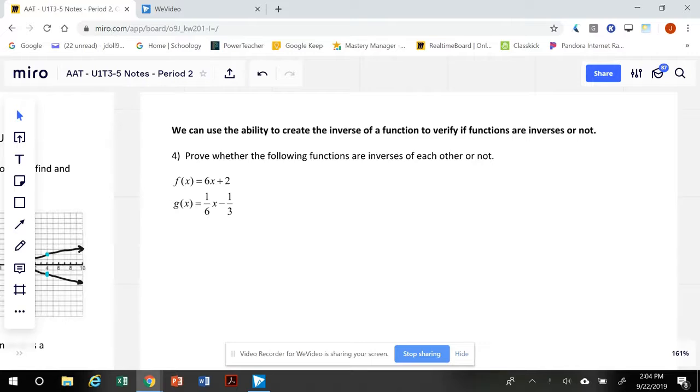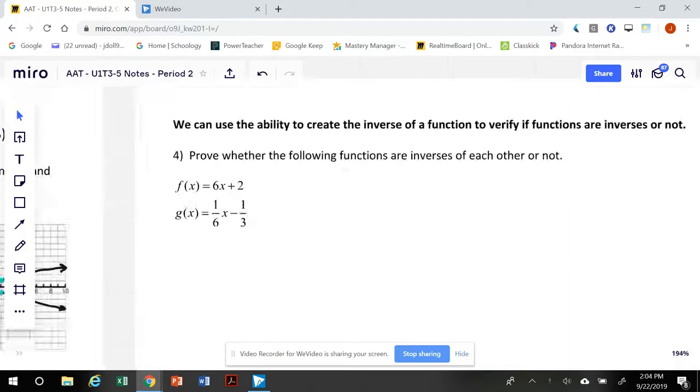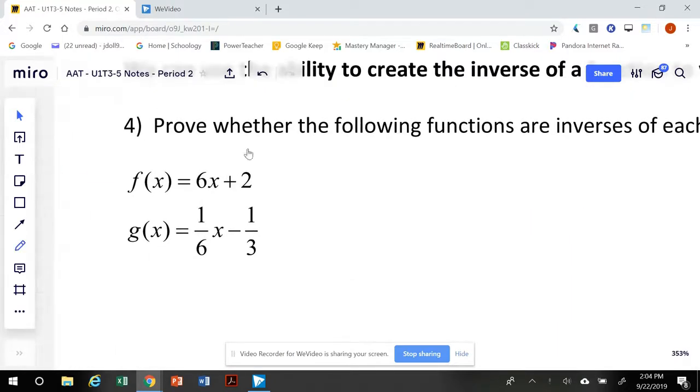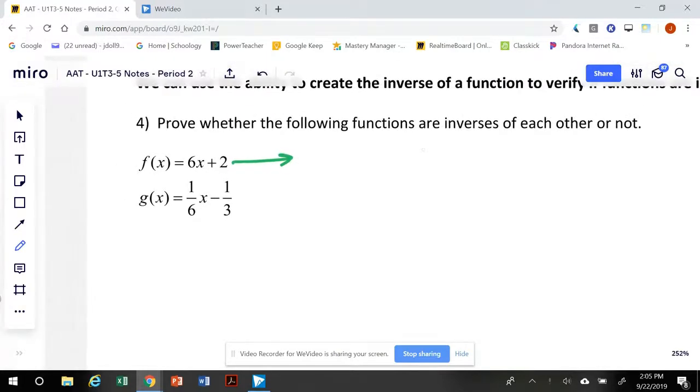And it's really pretty simple. You pick one of them, you find the inverse, and if its inverse is the same as the other function, then they're inverses. So let's start with f of x here. I'm going to choose f of x. You really could choose either, but it comes first, so why not choose f of x? I'm going to change f of x to y just to make my life easier. I'm going to flip x and y just like we did.